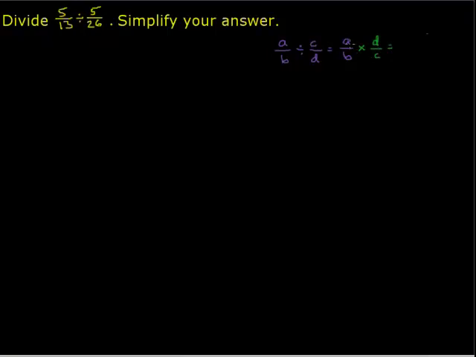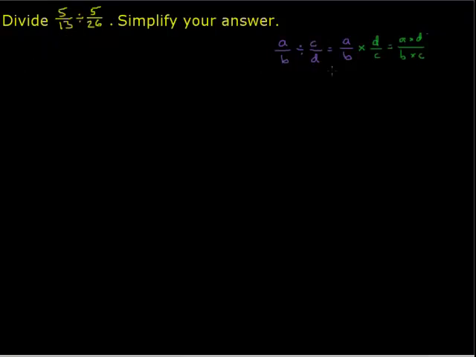And we follow up with the usual multiplication. We'll just multiply the numerators, a times d, and then we multiply our denominators, b times c, and we would get a new fraction, and we would simplify if necessary. So let's go back to our original problem, which said 5/13 divided by 5/26.